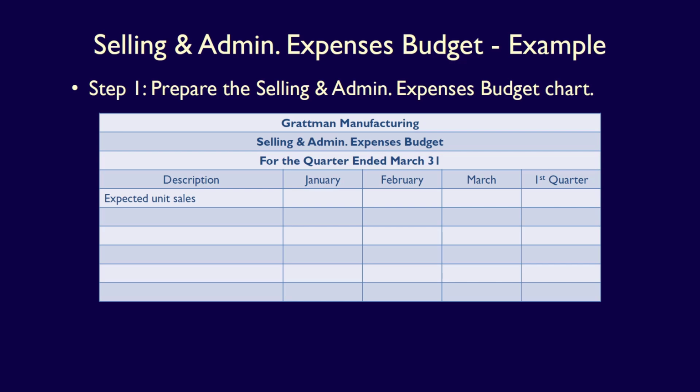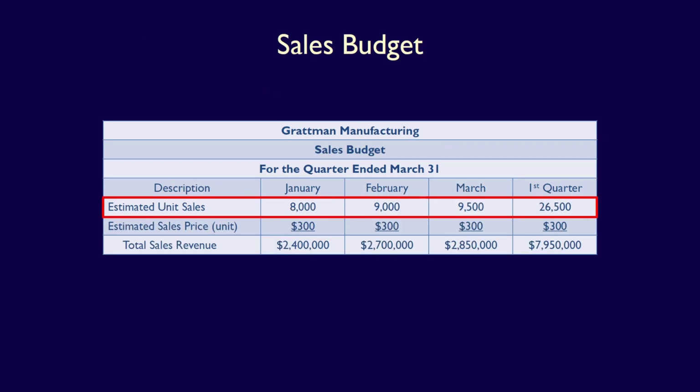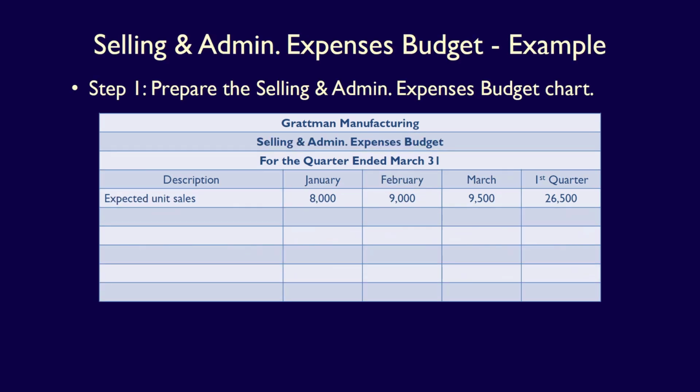Because the variable expenses vary with the level of sales, we start row 1 of the budget with expected unit sales, which we get from the first row of the sales budget: January 8,000 units, February 9,000 units, March 9,500 units, and first quarter 26,500 units. We now transfer this into the first row of the Selling and Admin Expenses budget. This is what we will use as a basis to calculate the total variable expenses.